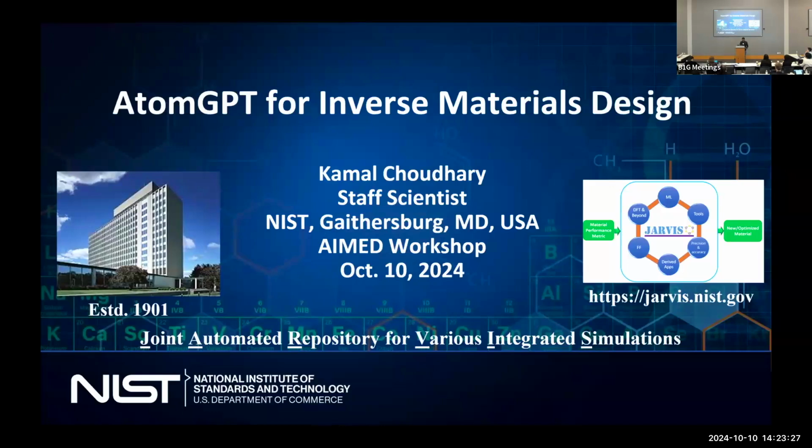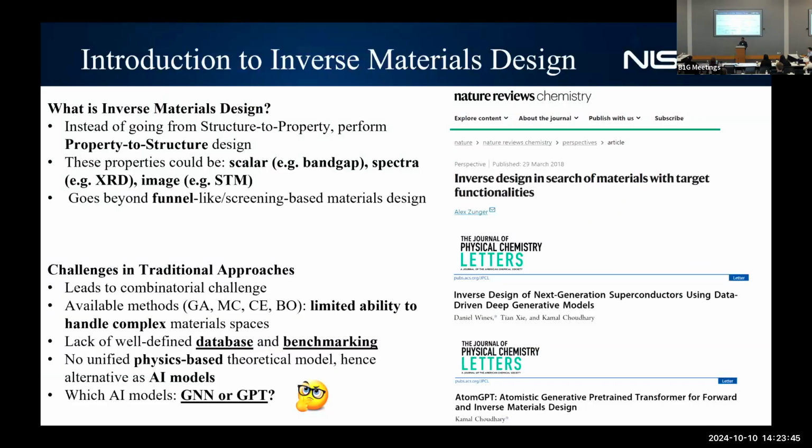Today, we're going to discuss AtomGPT for inverse material design. First of all, if you're not familiar with NIST, this is the oldest scientific lab in the United States, established in 1901. There are two campuses, one in Boulder and one in Maryland. So I'm from Maryland. And this AtomGPT is part of a project called JARVIS, which is available at jarvis.nist.gov. So let's talk about what inverse material design is first.